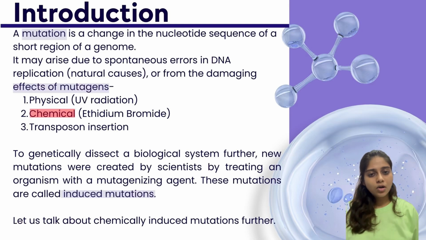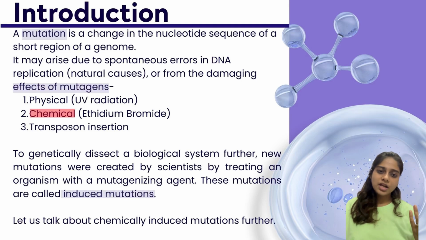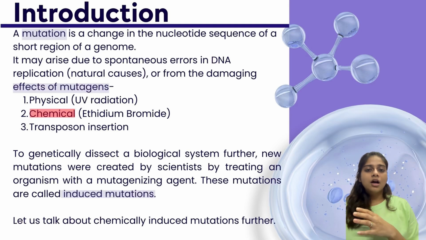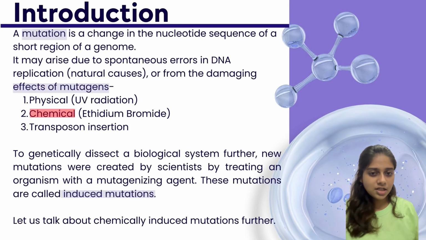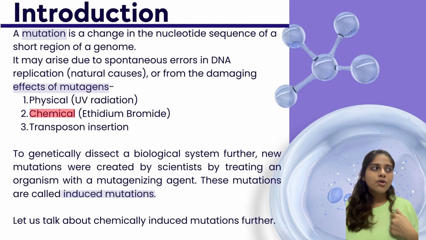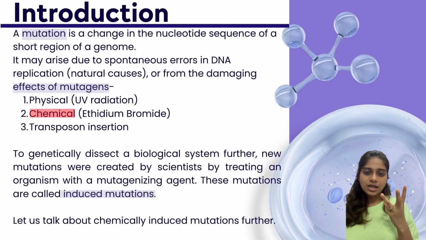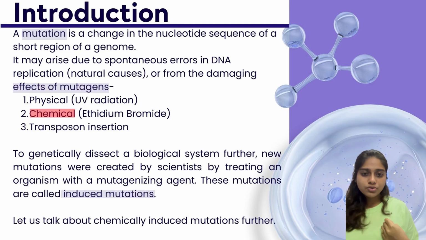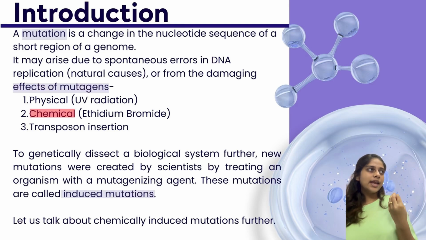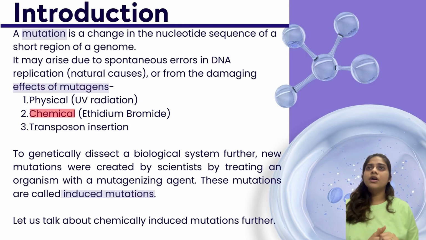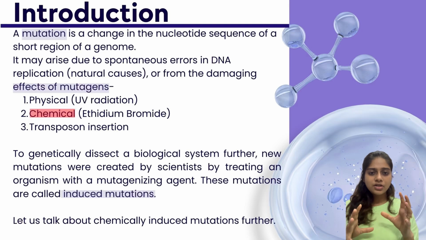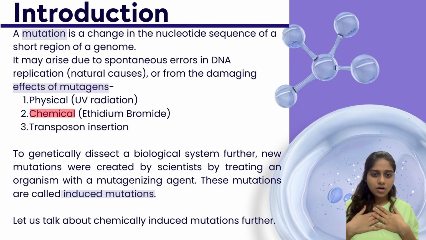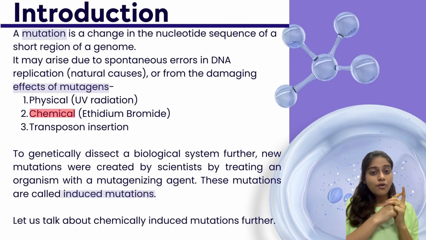Now, there are many causes of mutations. Some are spontaneous, some are inducible, about which we will talk further in the next slide. But I want you to know that mutation is of three types majorly: physical, chemical, and transposon insertion. So, an example of physical mutations could be radiations. A very common example of a mutagen that causes harm to us is UV radiation from the sun.